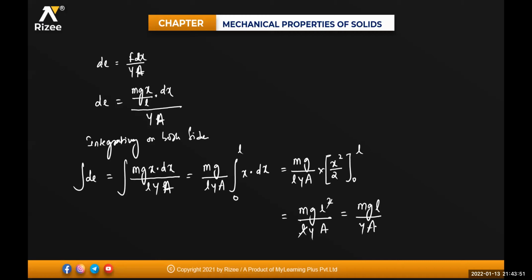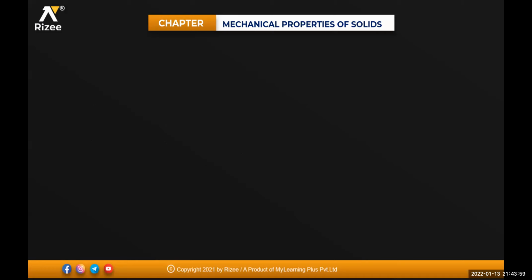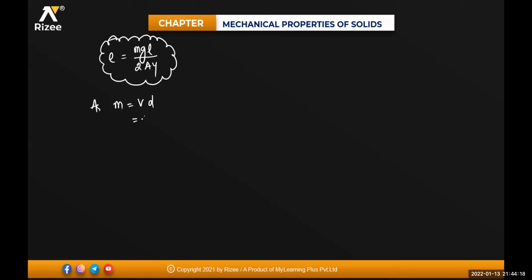How much? 2 times, no? So 2 is also there. This is 2 and this is 2. So it is mg into L divided by 2 into A. That means the elongation of the wire, whatever I'm getting, e is equal to mg into L divided by 2 times of A into Y. This is the elongation of the wire on its own weight, standard formula, isn't it? So as mass is equal to volume into density, volume is equal to area into length into density, therefore if I still simplify it, elongation is A into L into D into L divided by 2 into A into Y.